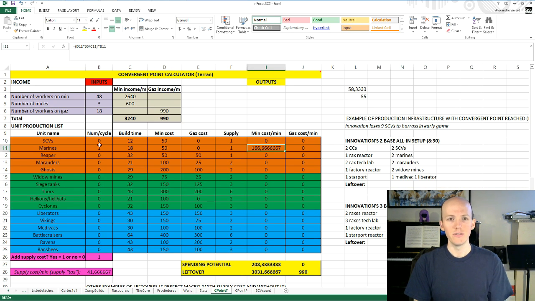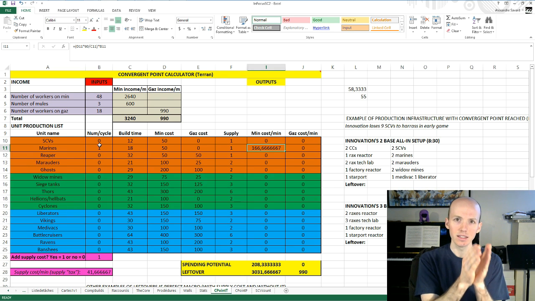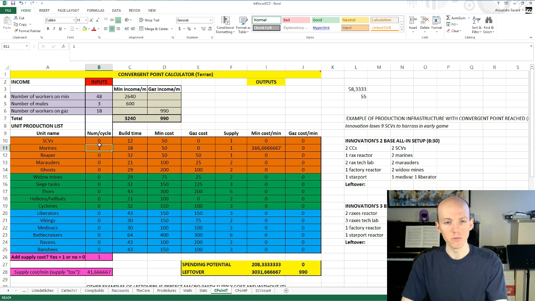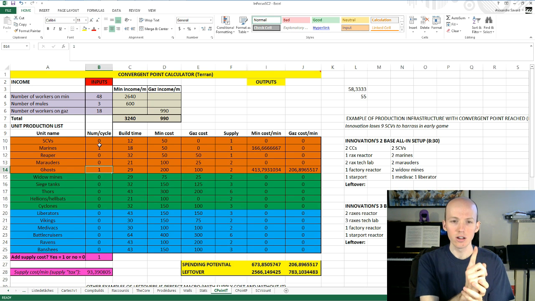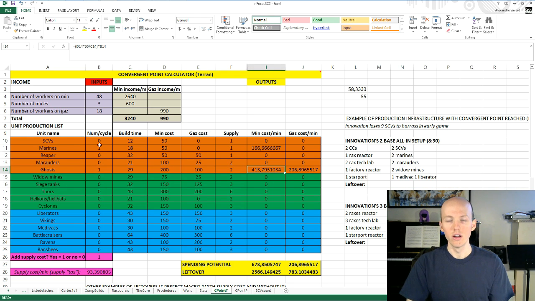Now, if you decide to switch from that unit type being produced out of this building, let's say you're not going to make marines now, you're going to make ghosts instead. Let's keep that here. That one ghost per cycle is going to cost you 413 minerals per minute. So that's actually more than double the amount that a marine production will cost you.